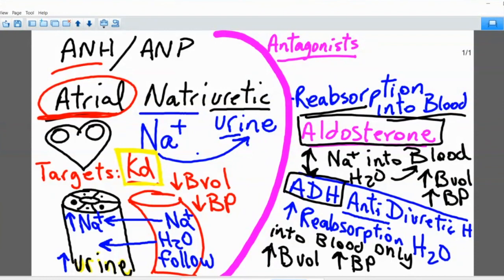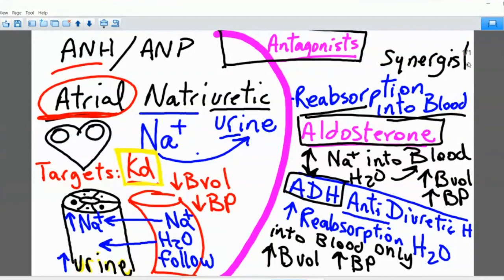And that's what I'm about to write right up there for you. You are exactly right. Hormones that do the opposite, what do we call? Antagonists. Hormones that do the same thing or work together, we call synergists.